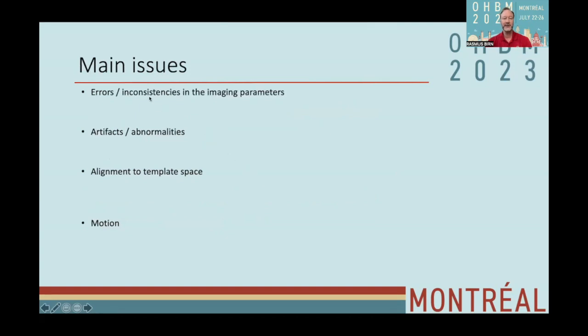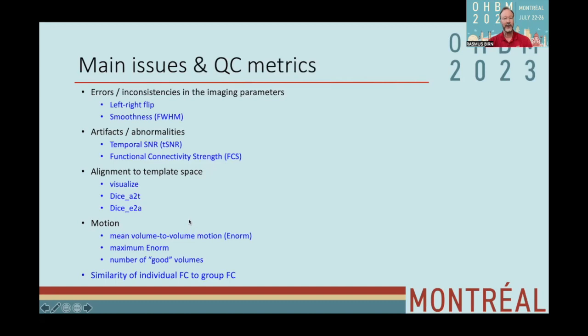The main issues could essentially be grouped into four categories: errors or inconsistencies in the imaging parameters, artifacts or other abnormalities, issues related to alignment of the images to template space, and head motion. Now, these first two occur rather infrequently, and in my experience, the most common problems have to do with alignment to template space or head motion. So what quality control metrics can we use to address these?